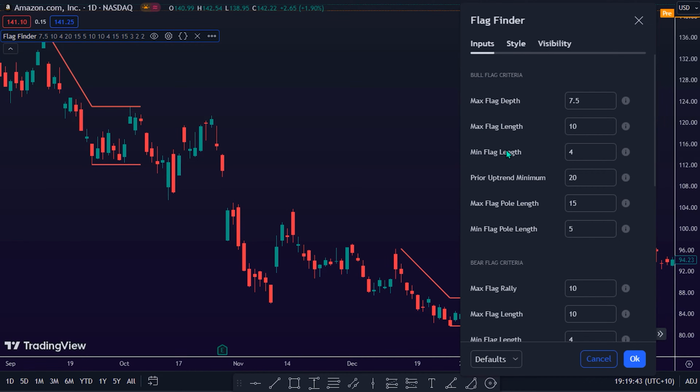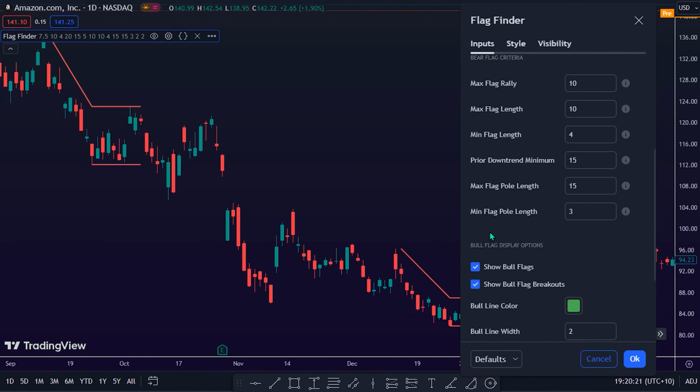There is the minimum flag length. By default it is set to 4. This allows the minimum number of bars the flag can last. There is the prior uptrend minimum. By default it is set to 20. This allows the minimum percentage gain required before a flag forms. Next is the maximum flag pole length. By default it's set to 15. The maximum number of bars the flagpole can be.